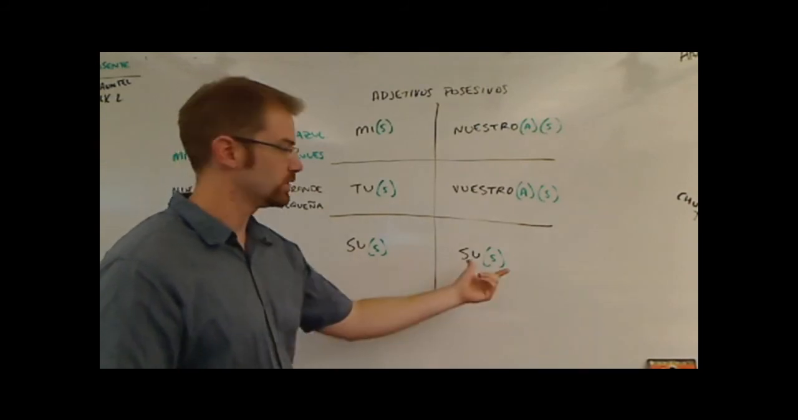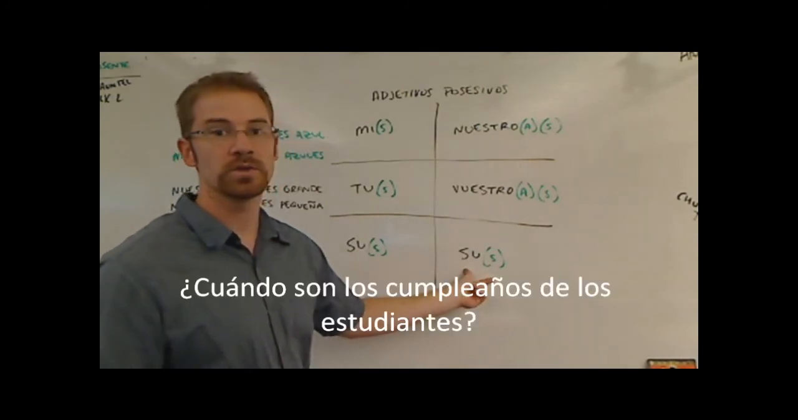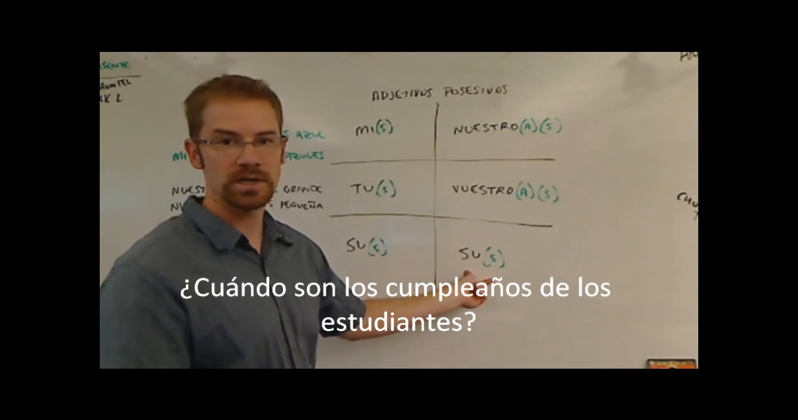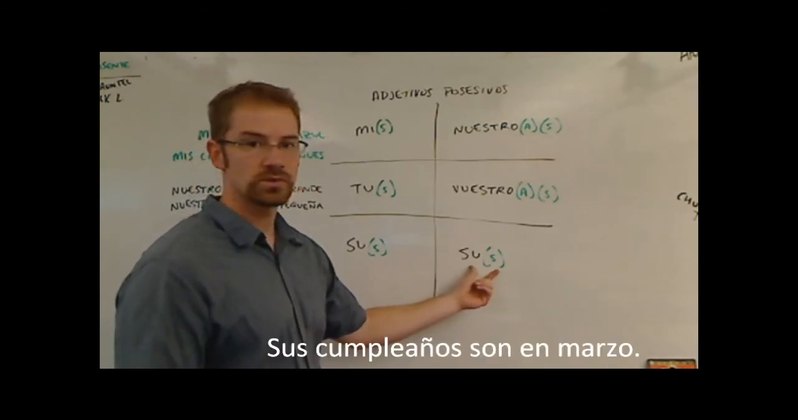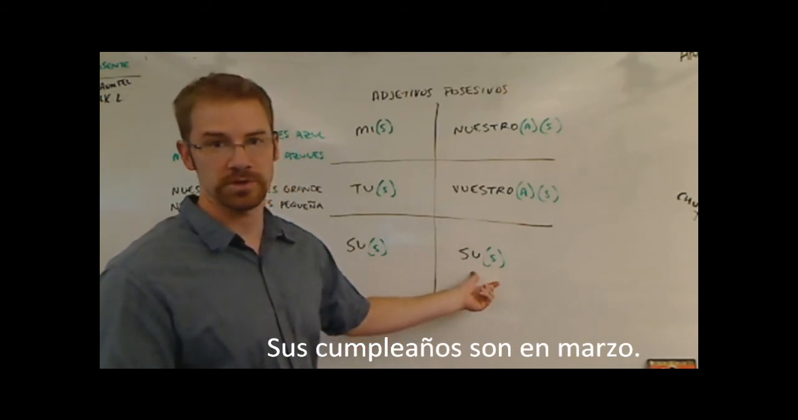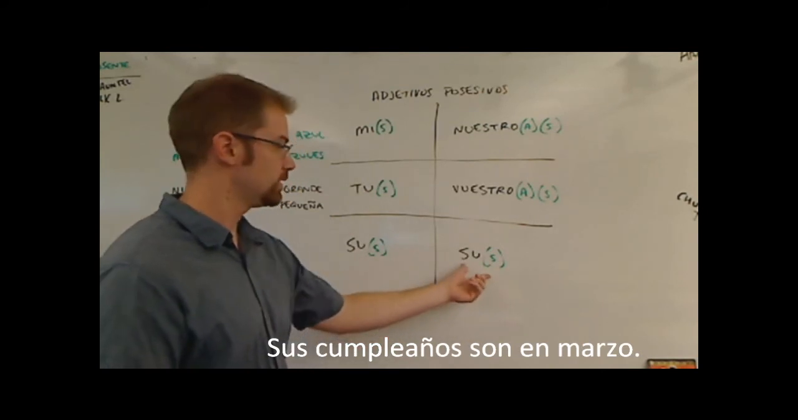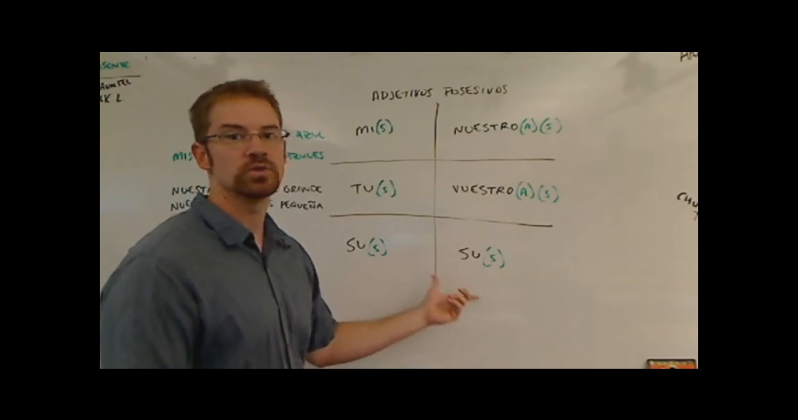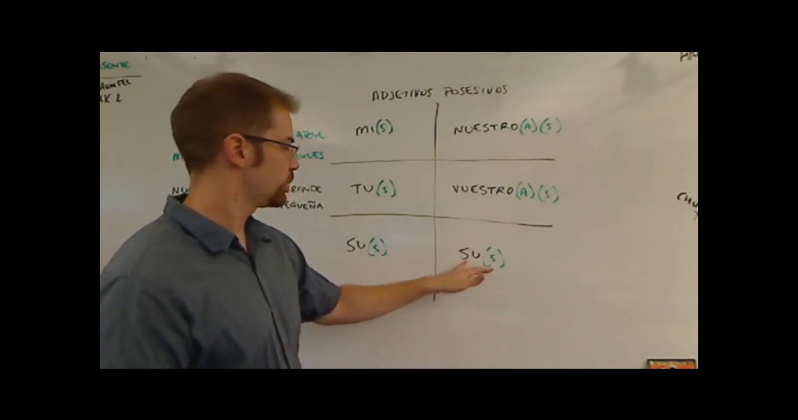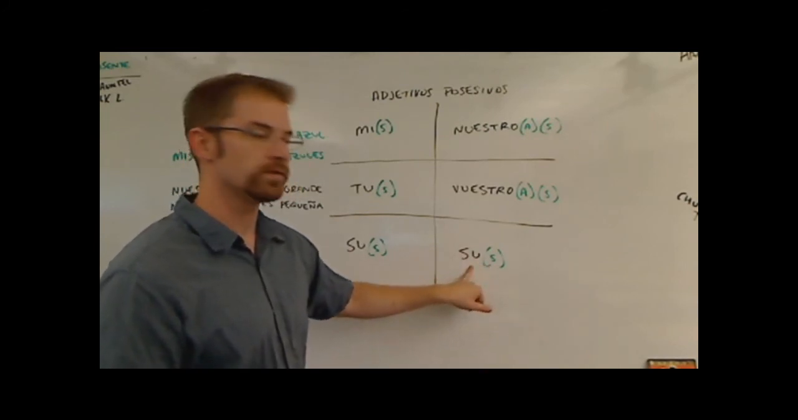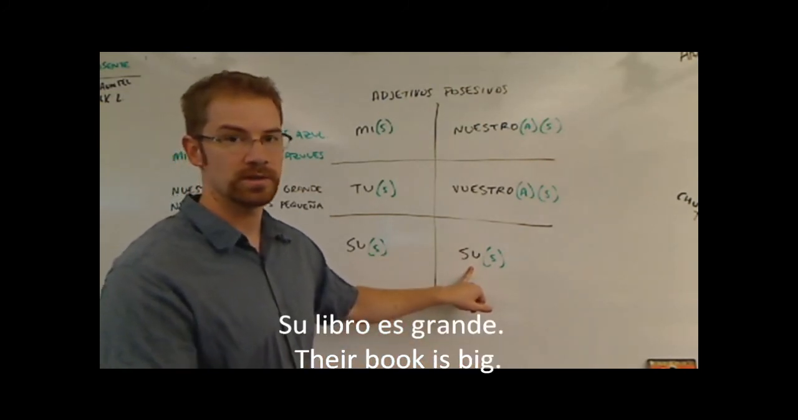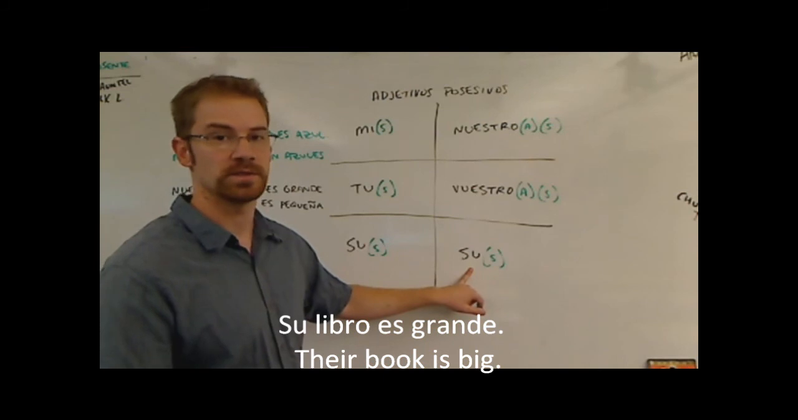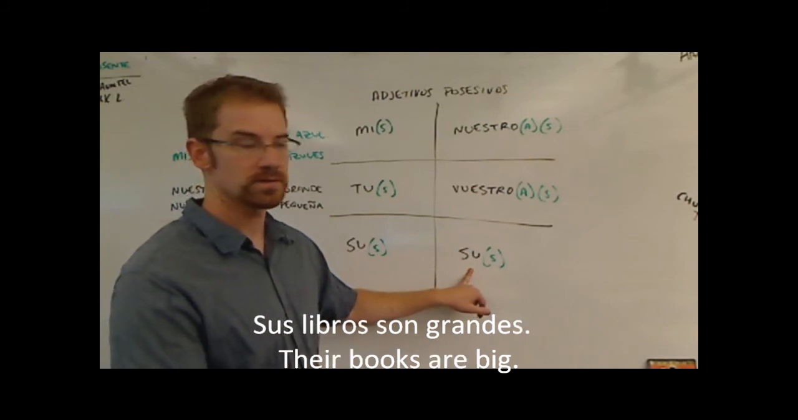It's based on context. For this one over here, if I said, ¿Cuándo son los cumpleaños de los estudiantes? One of the students' birthdays, and they're all in March. You could say, sus cumpleaños son en marzo. Their birthdays are in March. So you'll know based on context who we're talking about. And the plurality works the same. Su for their book, if they just have one book, su libro es grande. If they're talking about their books, you could say sus libros son grandes.